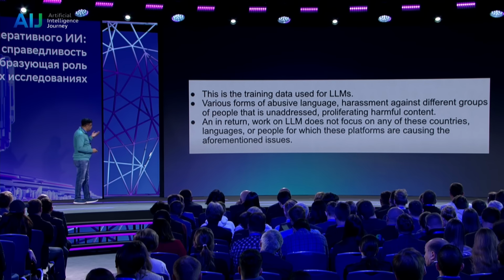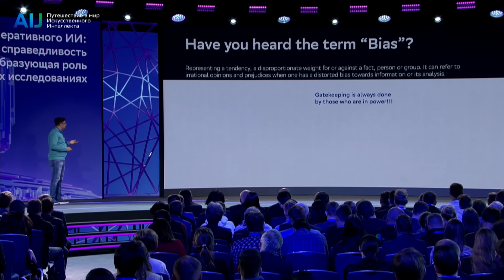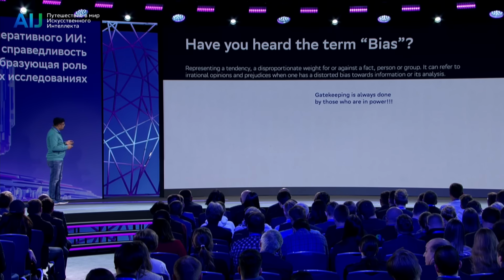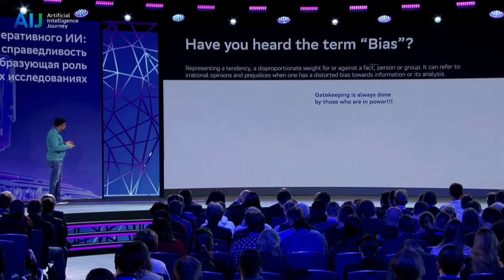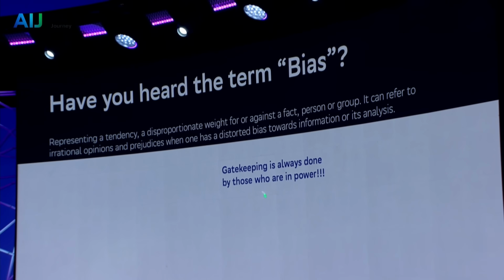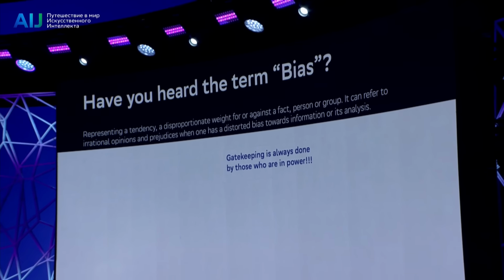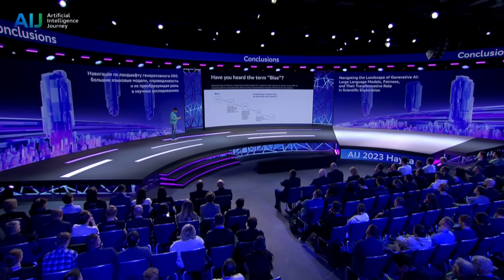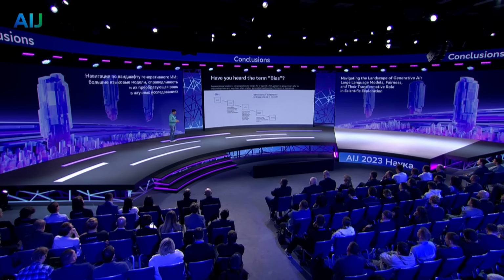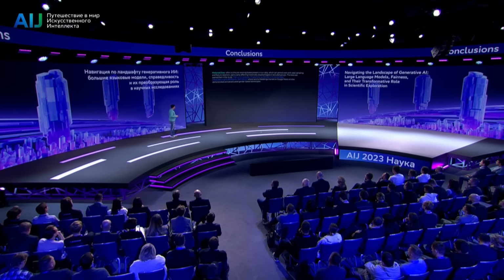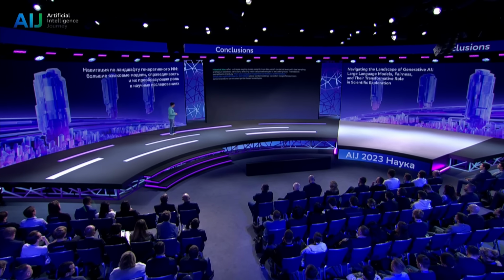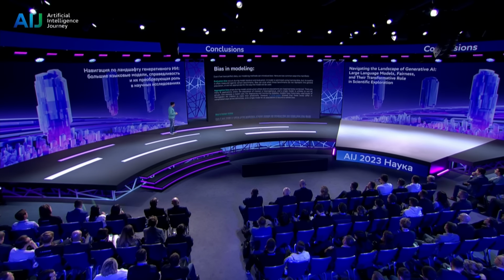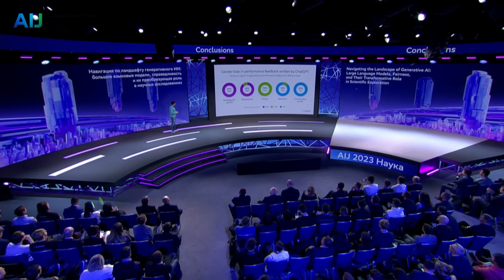Various forms of abusive language and harassment against different groups of people remain unaddressed, proliferating harmful content. As a result, a huge amount of bias continues to be added. Gatekeeping is always done by those who are in power. That is where it comes to adapting such large language models and, if required, creating your own foundation model in your own language. There are a lot of historical biases. I will just give you one example. I will skip through all these because the time is limited.